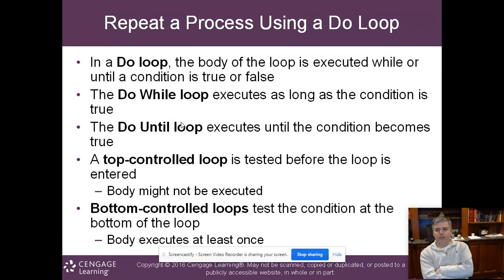A top controlled loop is tested before the loop is entered. The body might not be executed. And the bottom controlled loops test a condition at the bottom of the loop, and in bottom controlled loops, the body executes at least once. So we have do loops. Within do loops, we have do while and do until. And within each of those, we can control our loops at the top and we can control our loops at the bottom. 99% of the time you're going to be using top controlled loops, but there are situations where you might want to use bottom controlled loops.